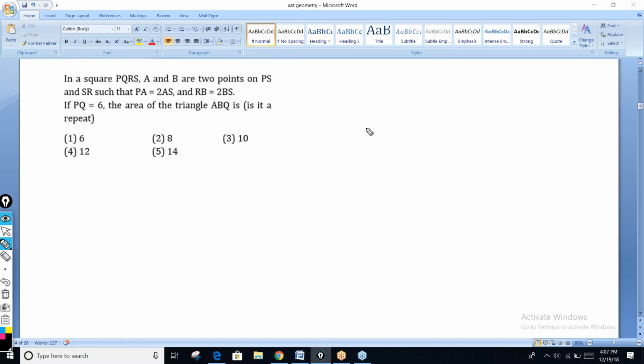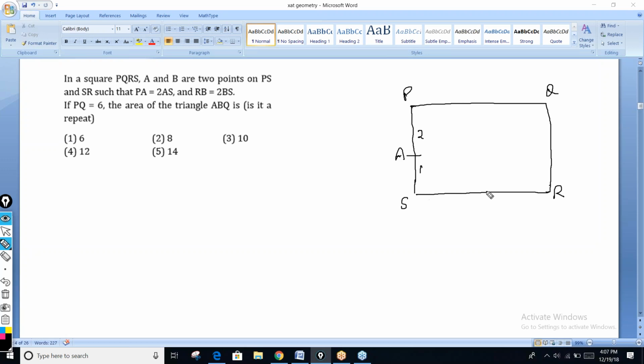Now this is again a simple question. In a square PQRS, this is the square PQRS. A and B are 2 points on PS and SR, so that PA is equal to twice of AS. This ratio is 1:2. And RB is equal to twice of BS. So this ratio is also 1:2.